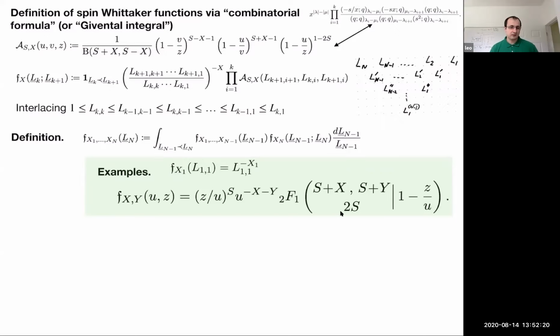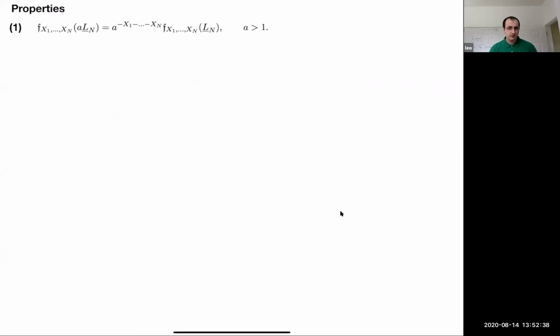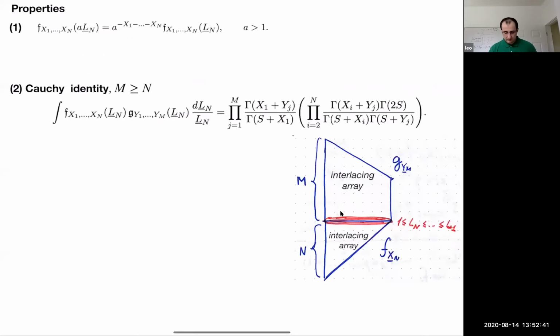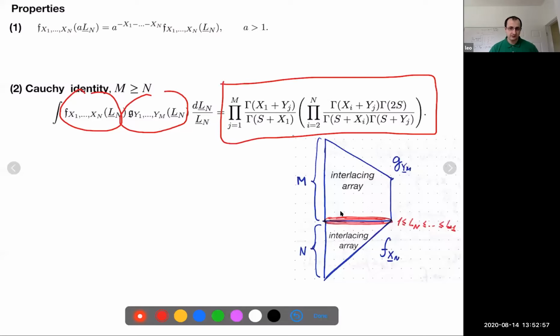and then these functions satisfy a number of nice properties like Cauchy integral identities, which replace the Cauchy summation identities. Also some connections to probability, also eigenoperators. So let me just list a bunch of properties. There is a Cauchy identity where you integrate a spin Whittaker function times another spin Whittaker function, and then you get a product formula. So it's a Cauchy identity.